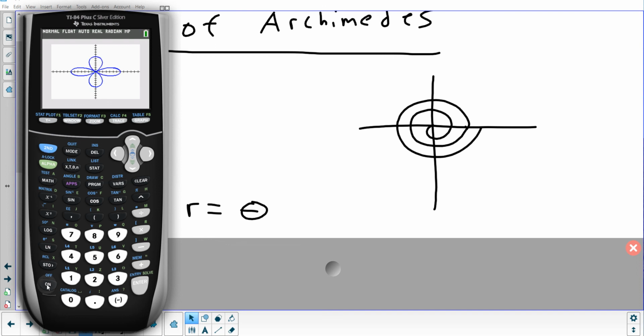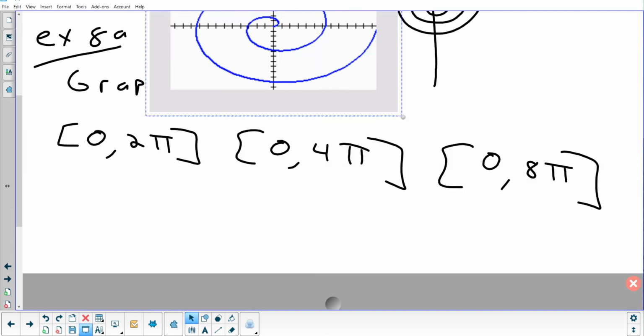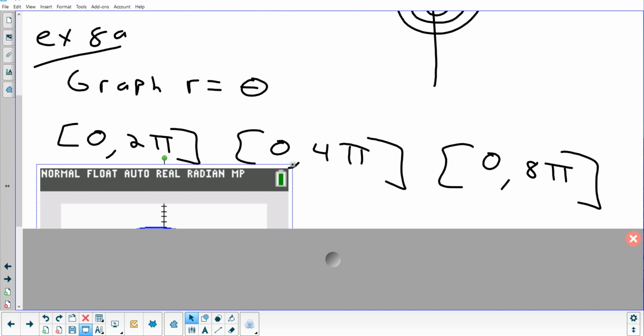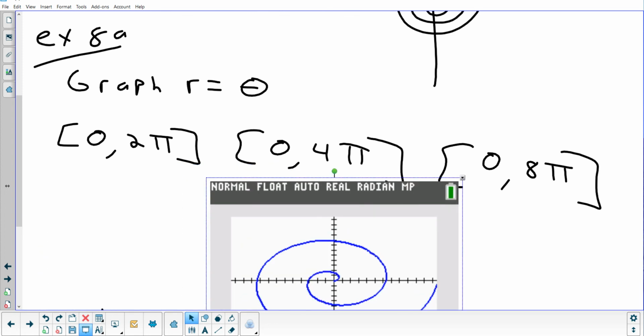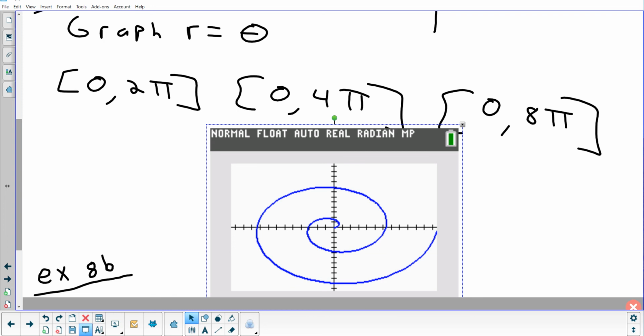Oops, and type your equation in. So R equals theta. And you can see the only place that I hit the maximum was at x max. I'm not going to go through them all, so I just did 0 to 4 pi. What would happen if I did 0 to 2 pi for my T min, T max? It would be smaller. I just get 1 revolution.